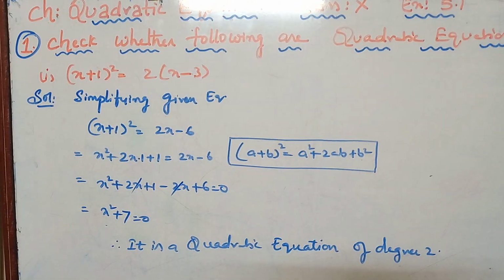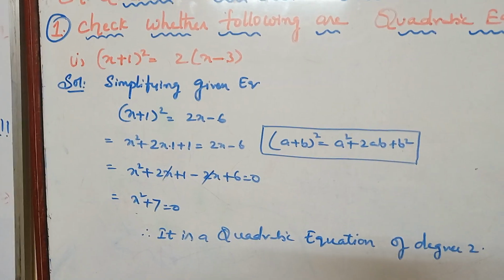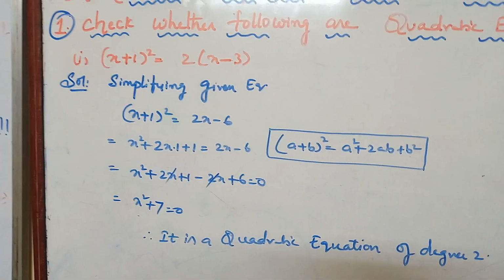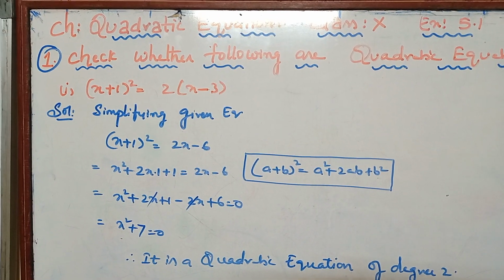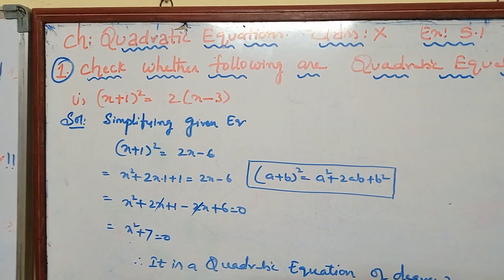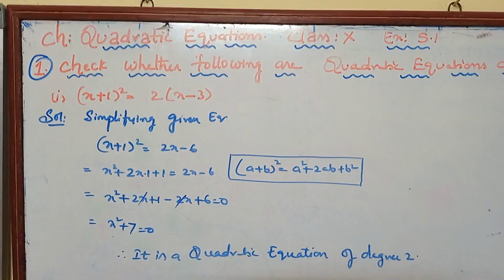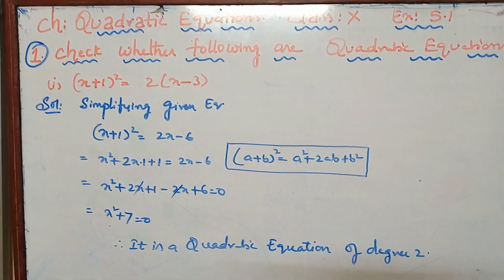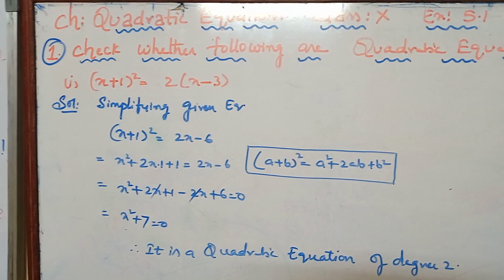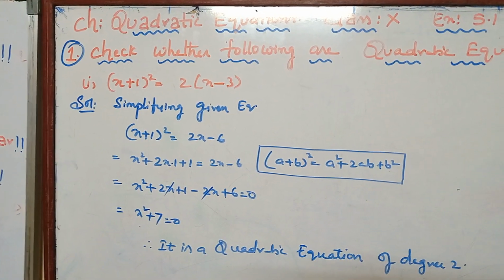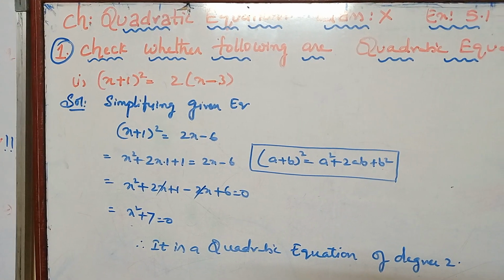Simplifying the given equation, we can expand the LHS part in the (a + b)² form, and also the RHS part, you can multiply the 2 with the given terms, that is (x + 1)² = 2(x - 6)... Okay, simplify: x² + 2x·1 + 1 = 2x - 6.